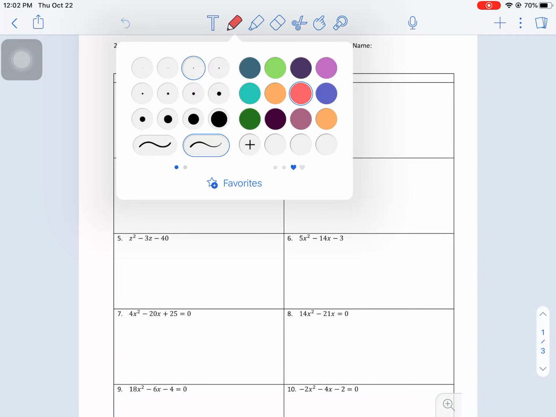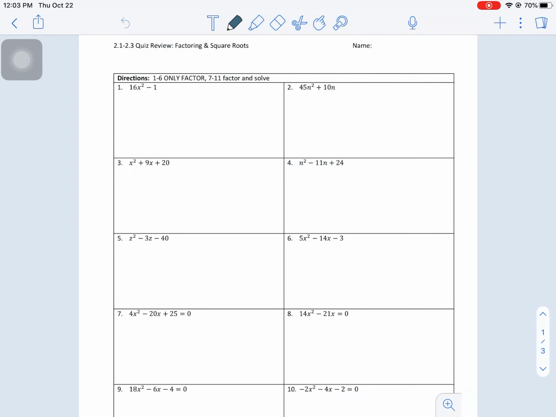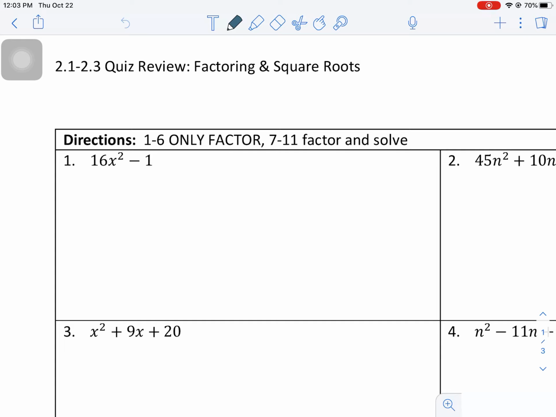Alright guys, so this is just a video on working through the review sheet. If you're struggling with anything, you have the ability to watch it and get some help. The directions say for 1 through 6 only factor, for 7 through 11 factor and solve.